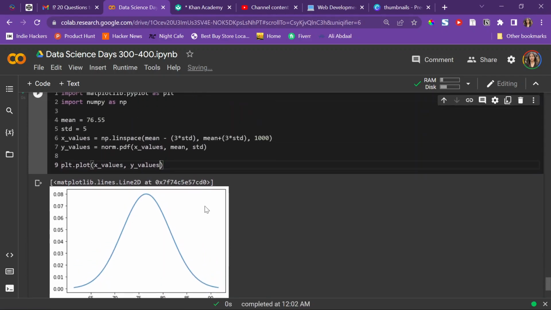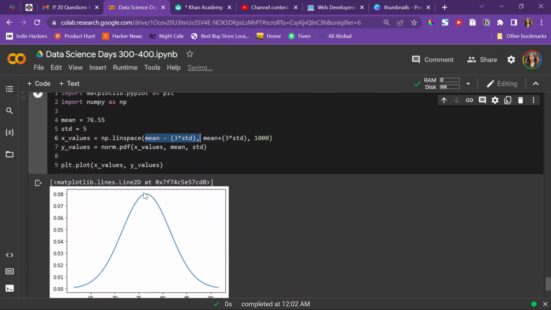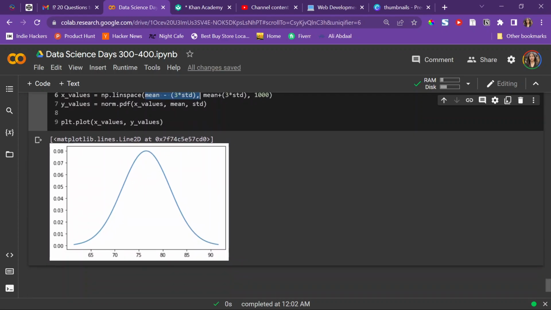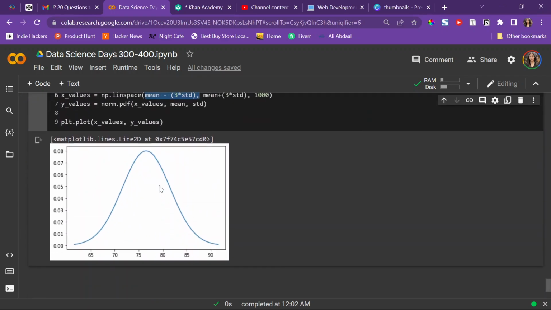So pretty, isn't it? All right, so now this part I wanted to explain. This is basically where it starts, right? So it starts 3 times the standard deviation from the mean, to the left. So that's why it starts kind of over here. If the mean is 76.55, it's going to be in the middle. So you can see 75 kind of in the middle, 76.55 is in the middle.